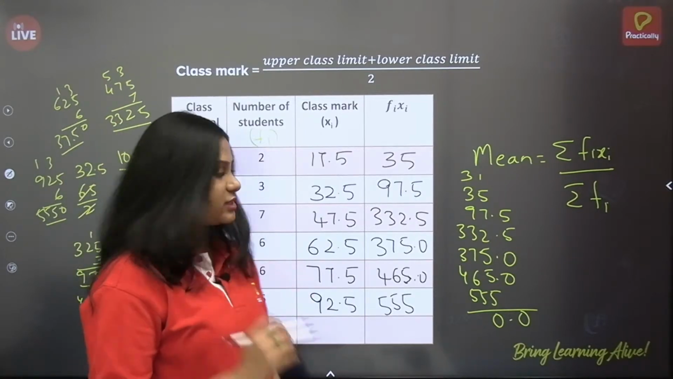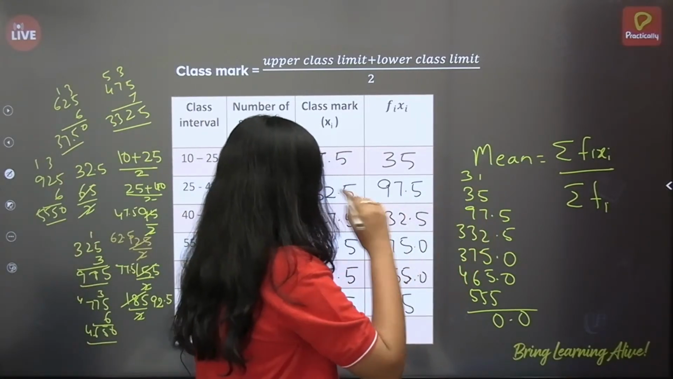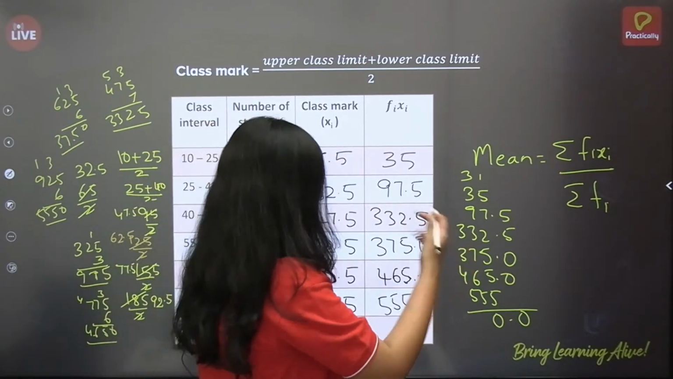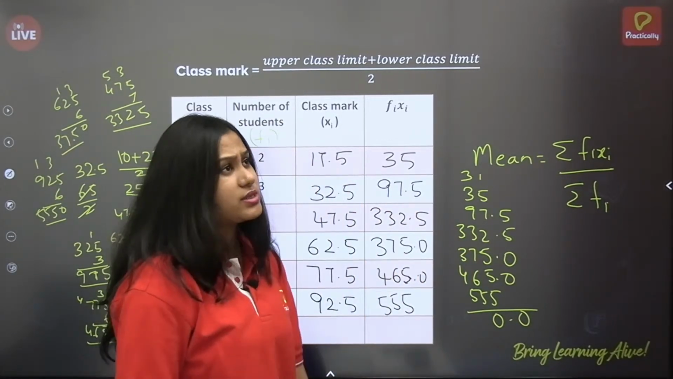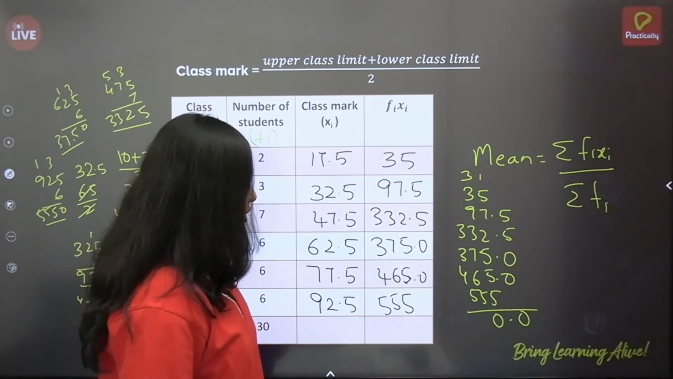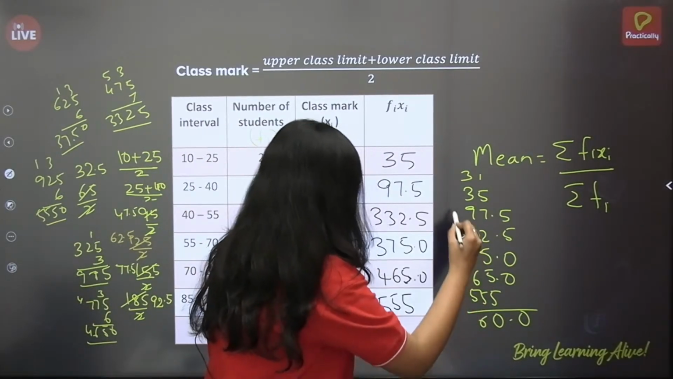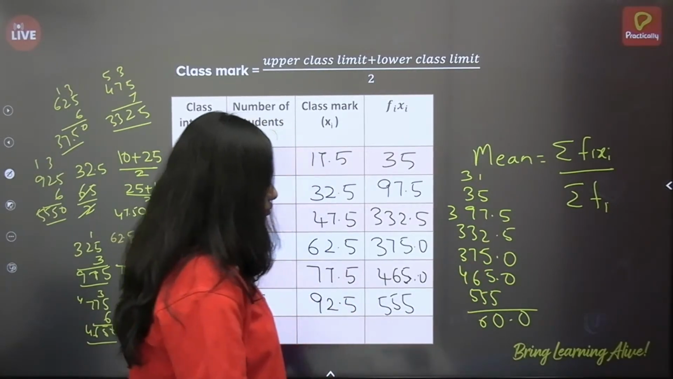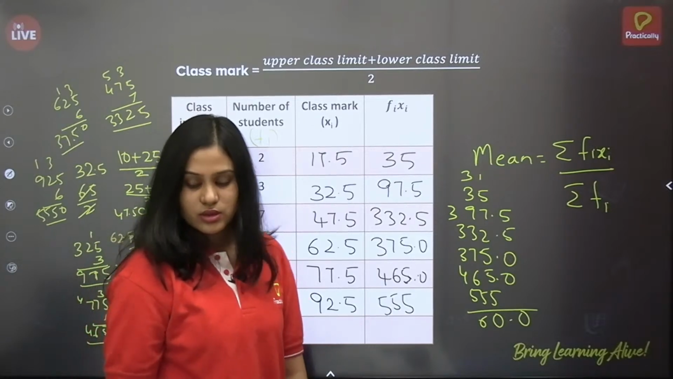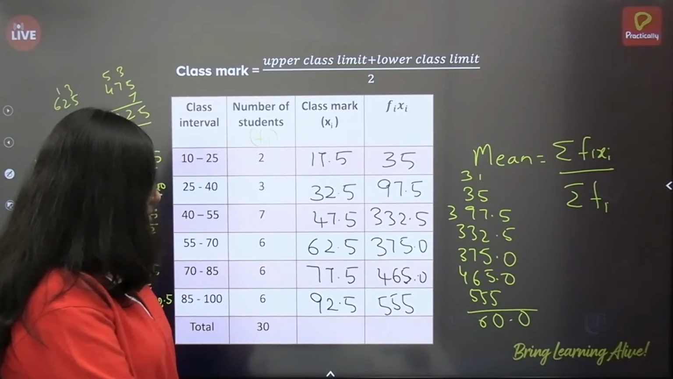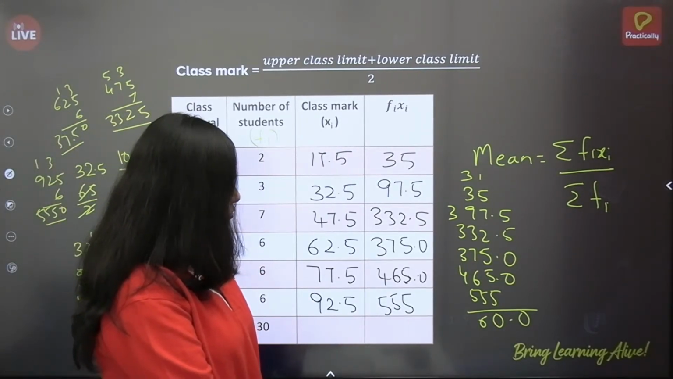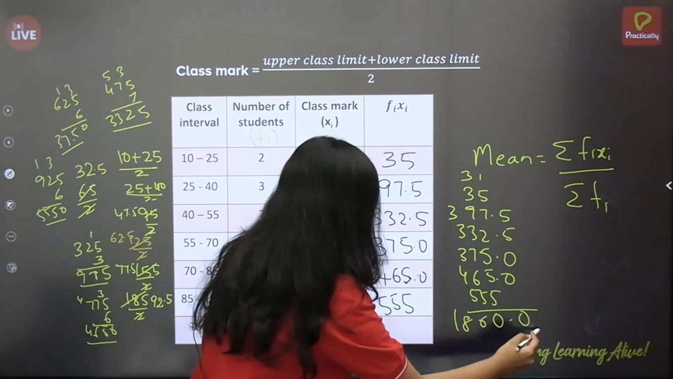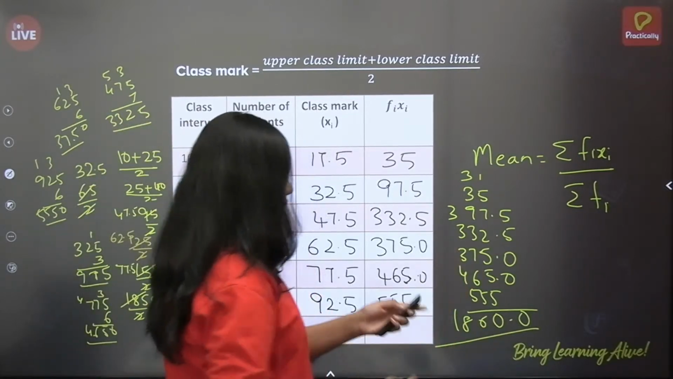All right, let us check. 3 plus 3, 6 plus 9, 15 plus 3, 18. 18 plus 7. 18 plus 7 is how much? 25 plus 6, 31. 31 plus 5, 36. 3 3s are 9. 9 plus 4, 11. 11 plus 5, 16. Did you get 1660 or 1860? Yes, 1860. Correct. So we got sigma fi xi.